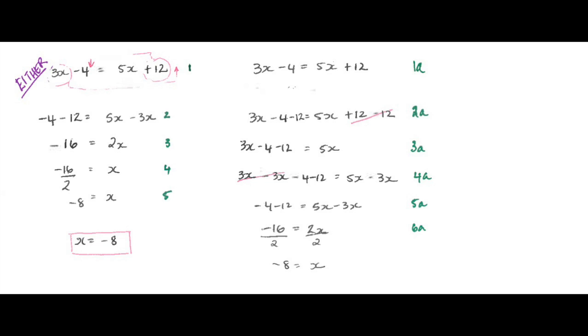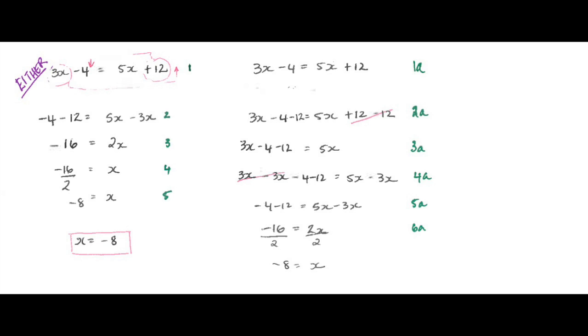Additive identity property. So now you simplify. You're going to get rid of the positive 12. So you end up with 3x minus 4 minus 12 is equal to 5x, which is in line 3A. Then I'll get rid of the 3x now. So 3x minus 4 minus 12 is equal to 5x minus 3x. I just haven't simplified yet. Again, that cancels out. So you'll end up with minus 4 minus 12 is equal to 5x minus 3x. And that's in line 5.